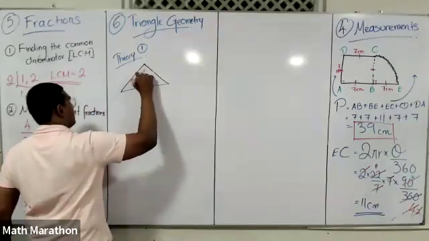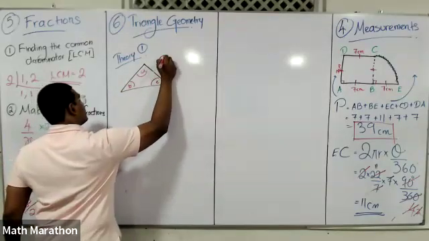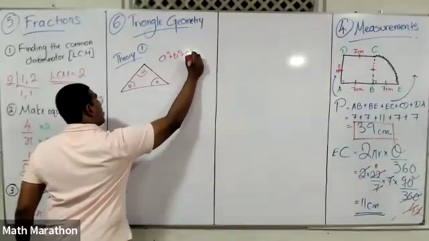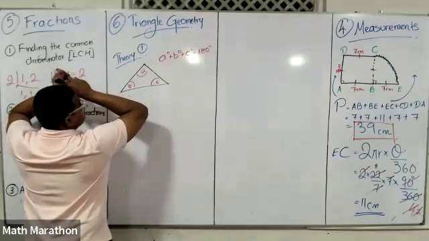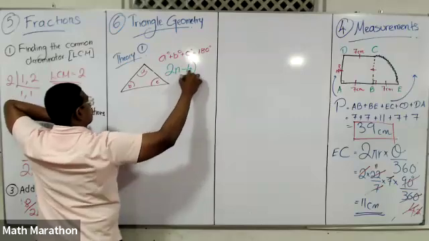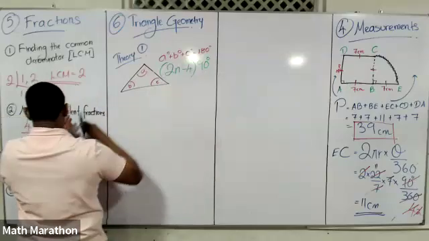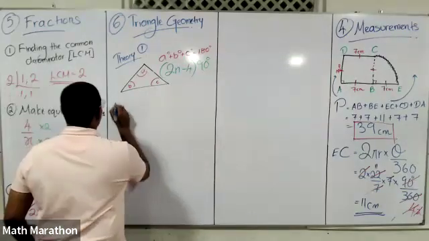If you have a triangle, the total internal angle of a triangle is 180 degrees. Worst case, if you get something you don't know, you use this formula: 2n minus 4. Good. That is theory number 1. Done.